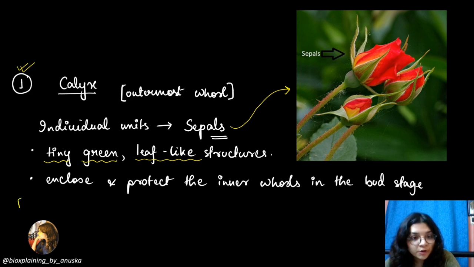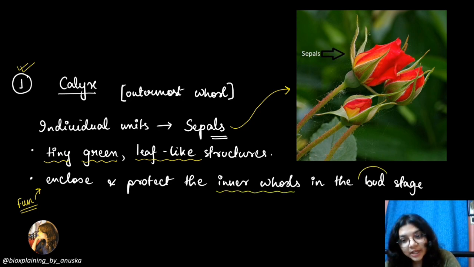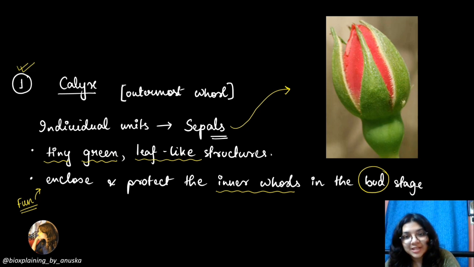What is the function of the calyx? The function of the calyx is to enclose and protect the inner whorls of the flower, especially when the flower is in the bud stage, right? So this image here shows us that in the bud stage, the sepals play a very important role in protecting all the inner whorls of a flower.